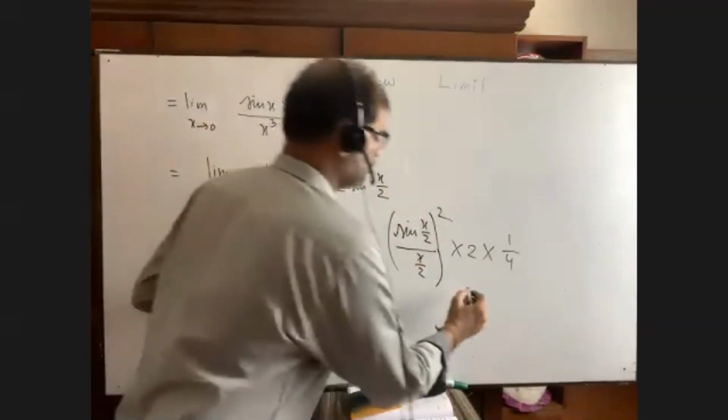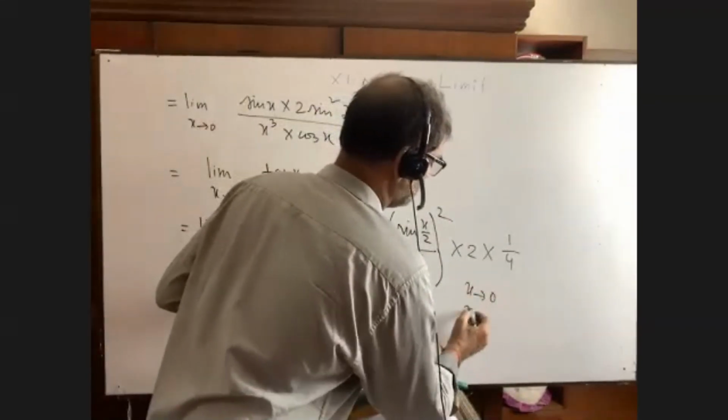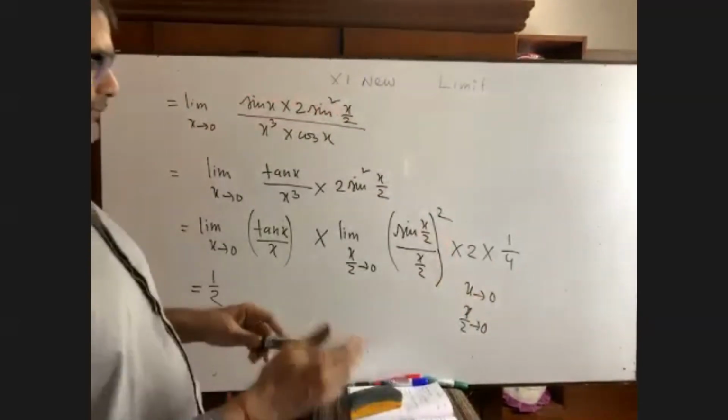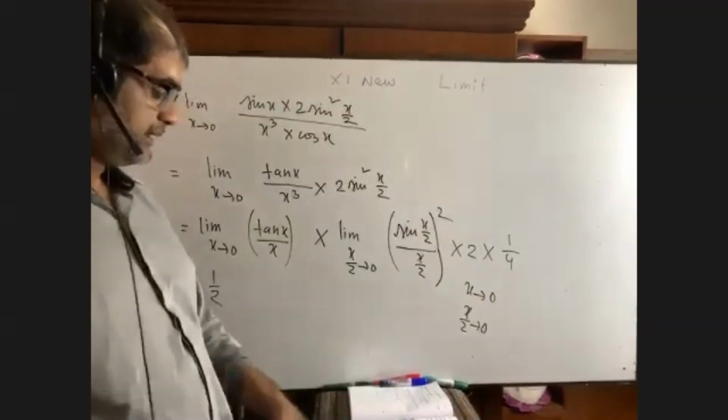You have to write here always, x tends to 0. Therefore, x by 2 tends to 0. So you have done a lot of maths on limit.